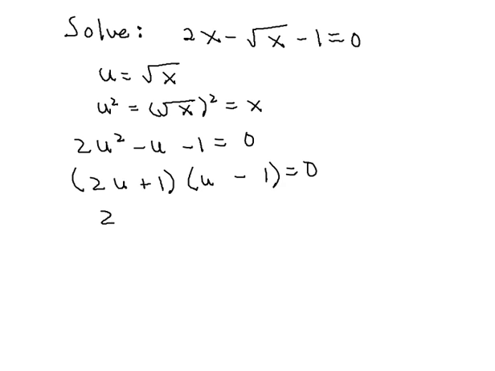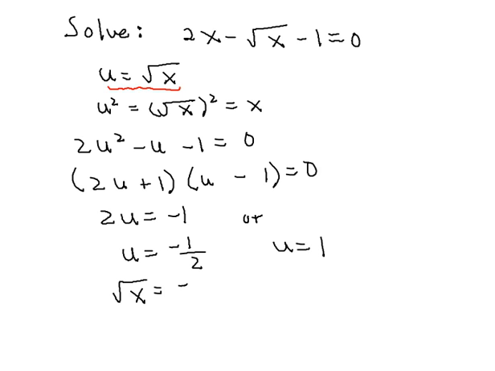So if we set each factor to 0, we'll have 2u is equal to negative 1, or u is equal to negative 1/2, or we'll have then u is equal to positive 1. Now you know that we next need to go back and replace the u with what it was equal to in the beginning, which was the square root of x. So now we'll have the square root of x being equal to negative 1/2, or the square root of x then is equal to positive 1.